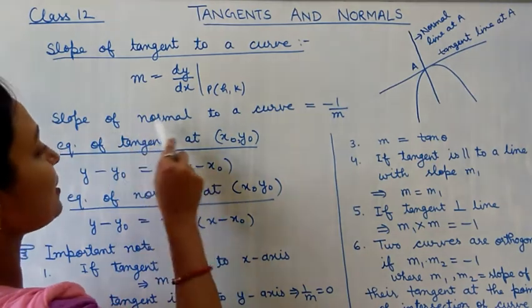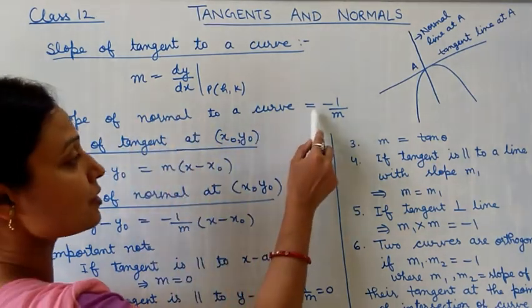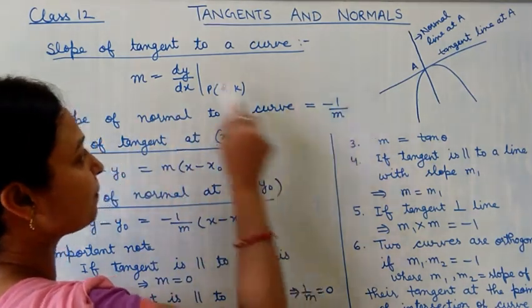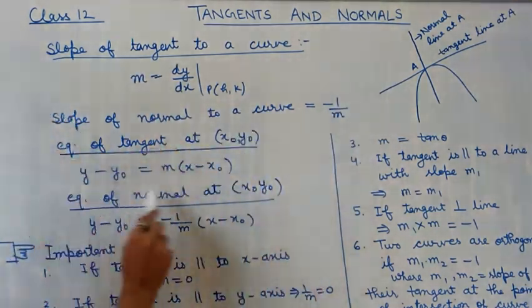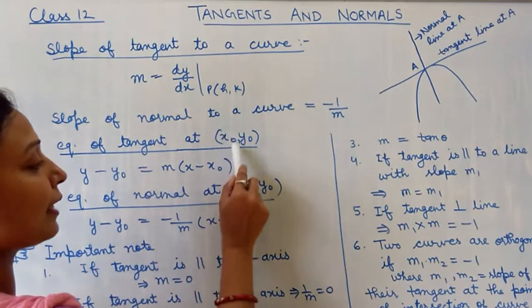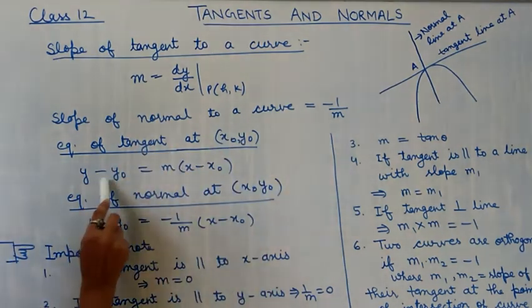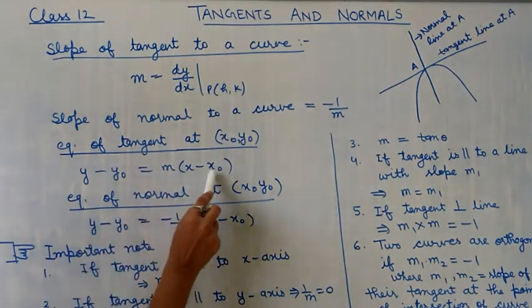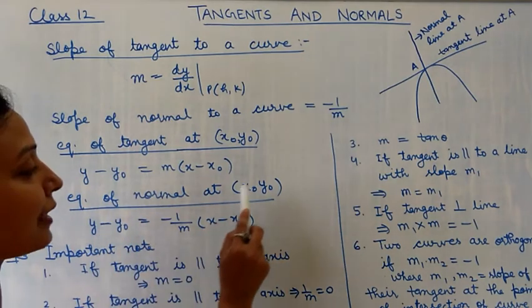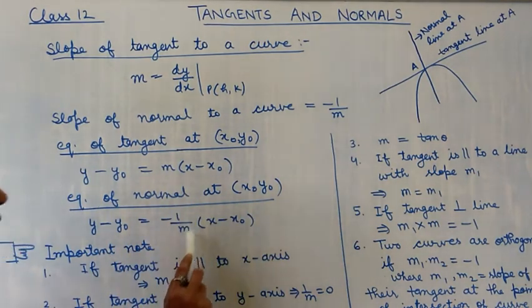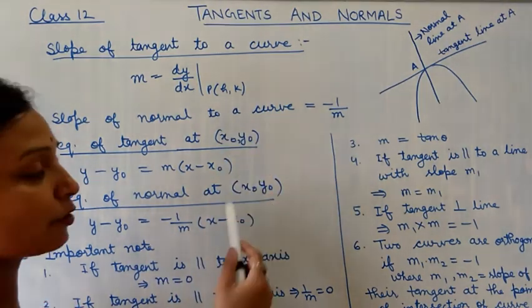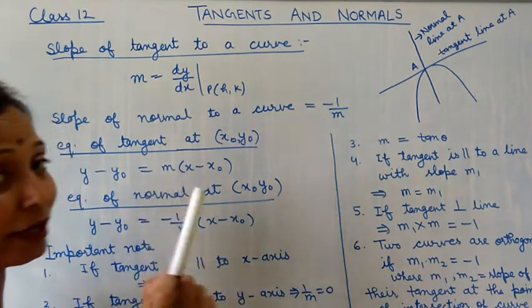Now come to the slope of normal, that slope is minus 1 upon m. This m, I will take negative 1 upon m. Now equation of tangent at the point (x naught, y naught), that is y minus y naught equals m times (x minus x naught), and equation of normal at (x naught, y naught), that is y minus y naught equals minus 1 upon m times (x minus x naught). So these two equations you all have done in class 11th in straight line.